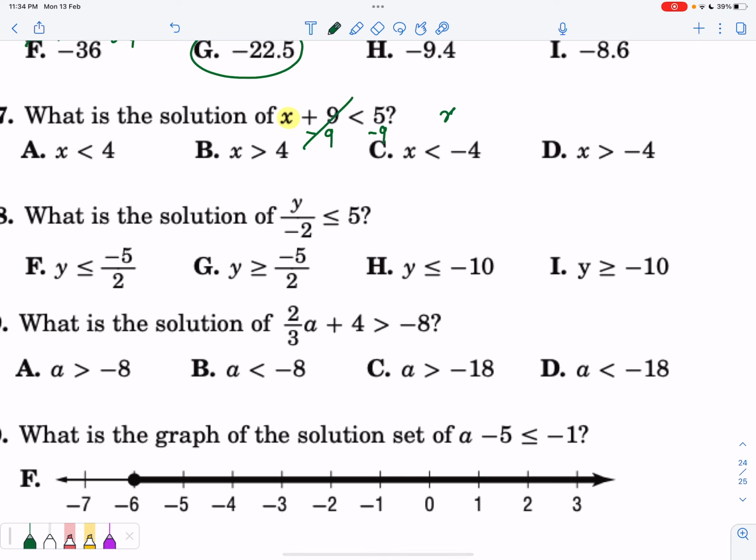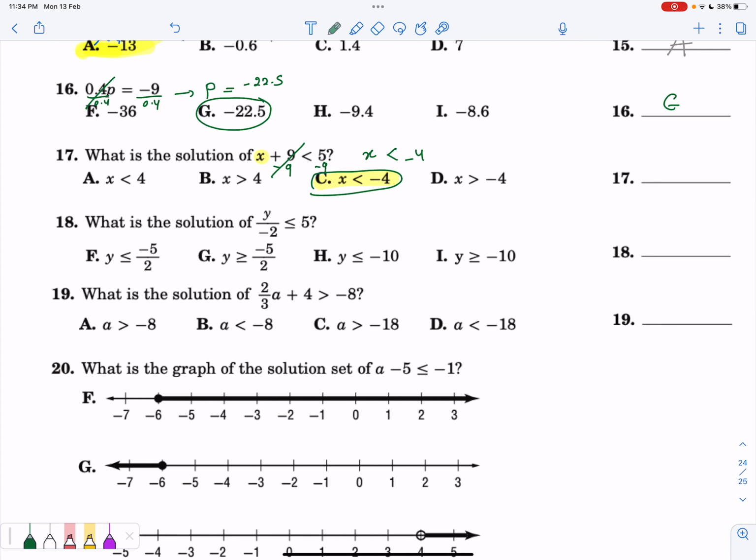So we will get x is less than, the sign stays as it is, 5 minus 9. Different signs, so we subtract, so it's going to be 4. Keep the sign of the larger number, which is 9, so its sign is negative. So the solution will be x is less than negative 4, which is answer C. So C is the correct answer.